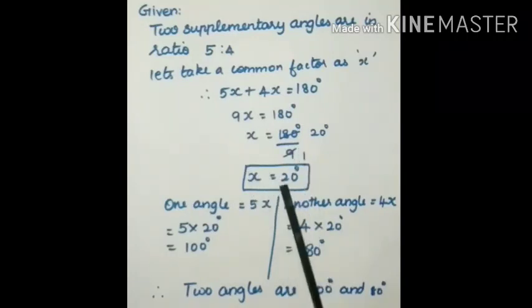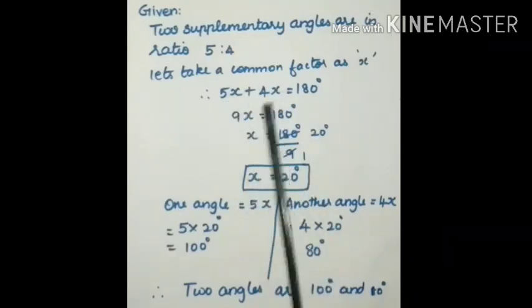Then you have to substitute the x value as 20 degree in 5x and 4x. 5x, 5 into 20 degree equal to 100 degree. 4x, 4 into 20 degree equal to 80 degree. Therefore, the two angles are 100 degree and 80 degree.